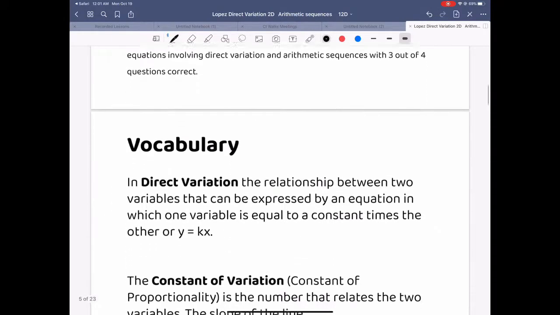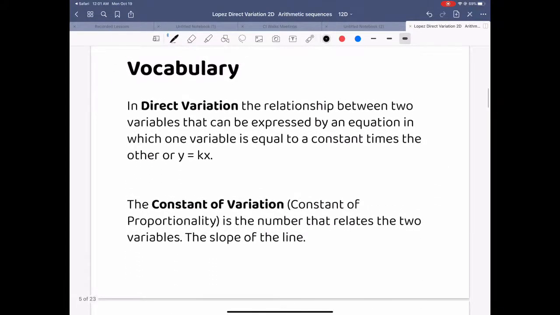So, all right, here's the vocabulary. In direct variation, the relationship between two variables can be expressed by an equation in which one variable is equal to a constant times the other, or y equals kx. Now, you notice that it is similar to y equals m times x plus b, which is slope-intercept form.